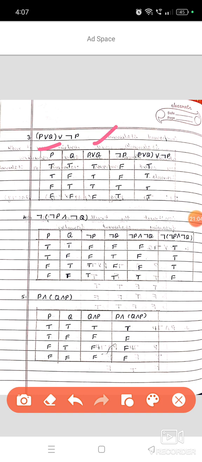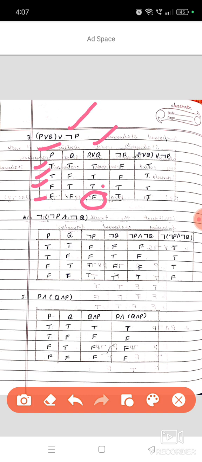When the OR operation is true, if any one statement is true, the OR operation is true. Here both are true, so true. Here one statement P is true, so P or Q is true. Third one, Q is true, therefore it is true. And here both are false, therefore P or Q is false.